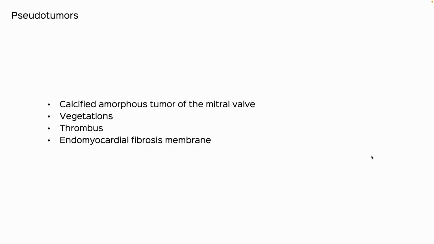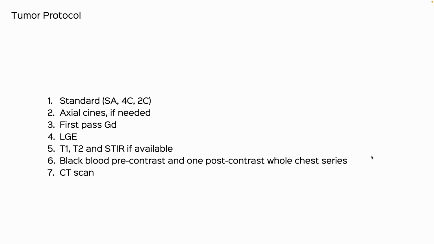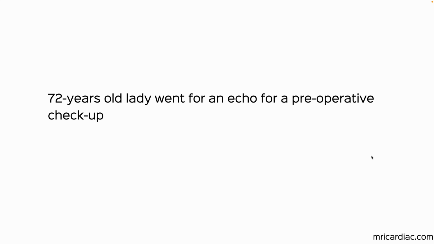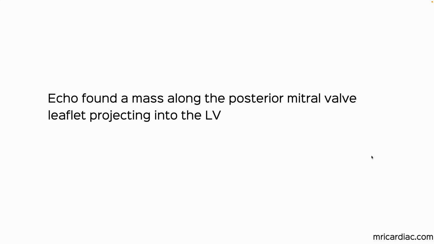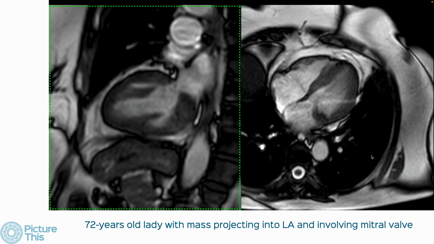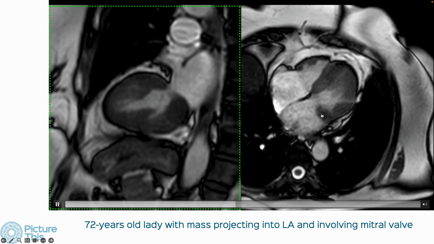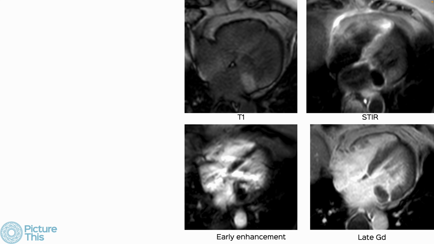They include four entities here: calcified amorphous tumor, vegetations, thrombus, and endomyocardial fibrosis membrane. The tumor protocol remains the same and is listed here. And here's the first pseudotumor, a 72-year-old lady who came for a preoperative checkup. Echo found a mass along the posterior mitral valve leaflet projecting into the LV, came for an MR. You can see the mass really well attached to the posterior mitral valve leaflet.